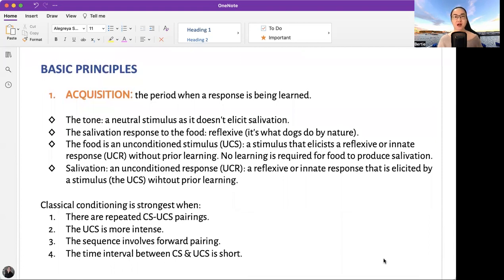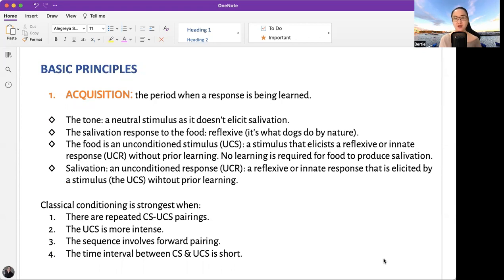Basic principles. Acquisition, the period when a response is being learned. The tone is a neutral stimulus, as it doesn't elicit salivation. The salivation responds to the food, reflexive. It's what dogs do by nature. The food is unconditioned stimulus, UCS, a stimulus that elicits a reflexive or innate response, UCR, without prior learning. No learning is required for food to produce salivation.